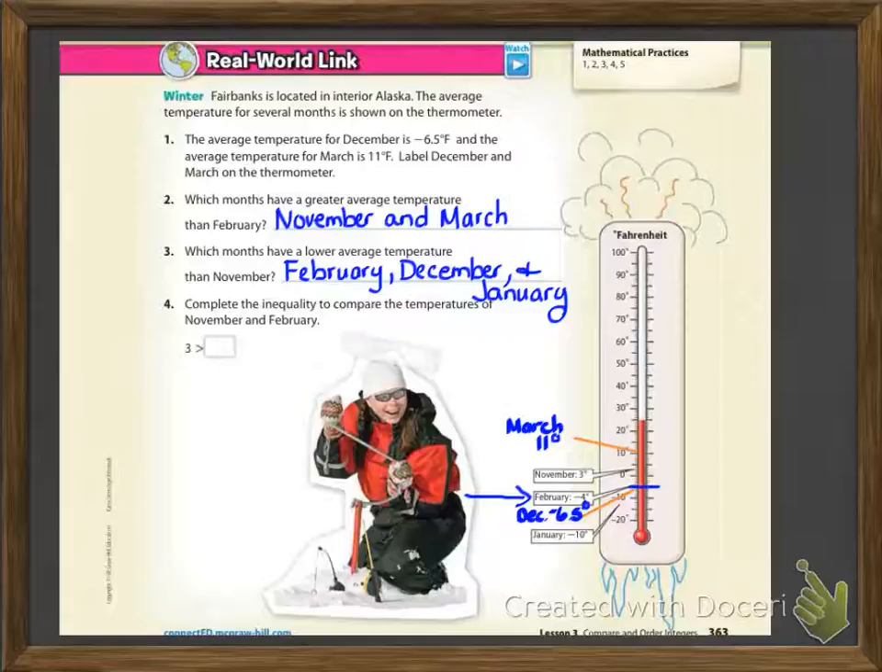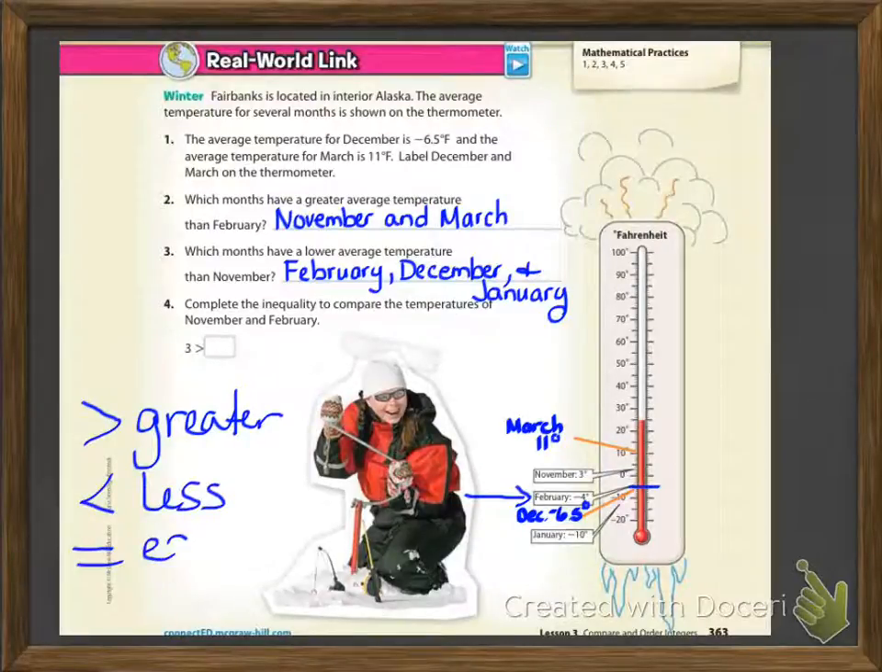Question number 4 reads, complete the inequality to compare the temperatures of November and February. Now we talked about inequalities before. When the arrow points to the right, it means greater than. When the arrow points to the left, it means less than. And of course we know equal to. Now we're not going to have any of the greater than or equal to or less than or equal to in this lesson.